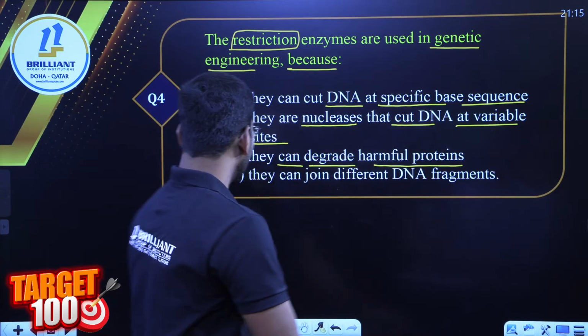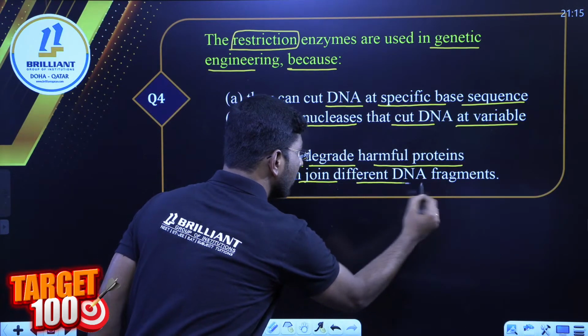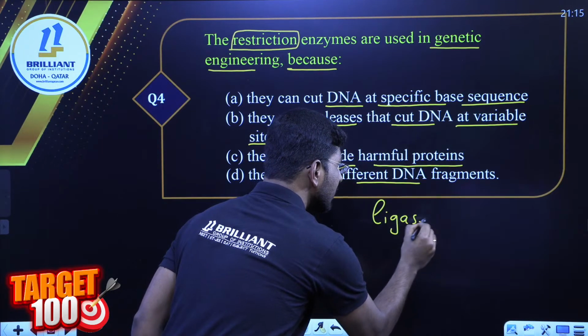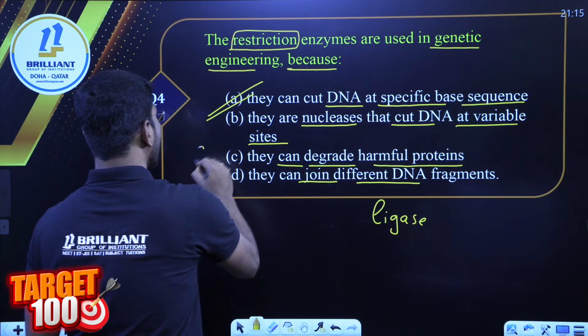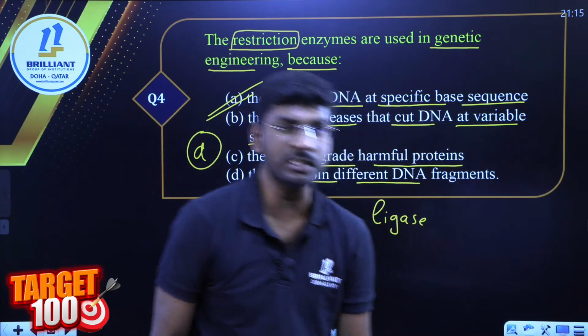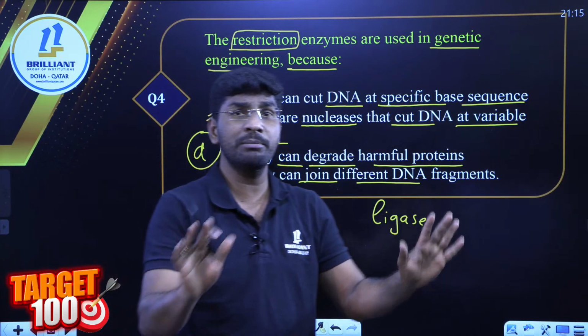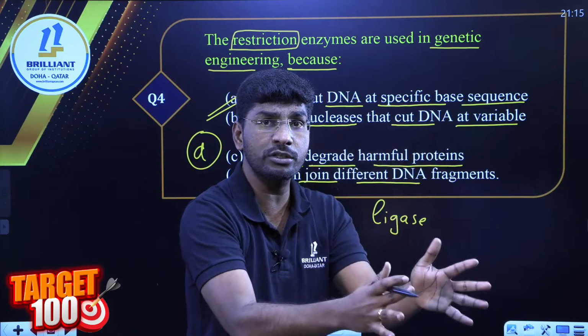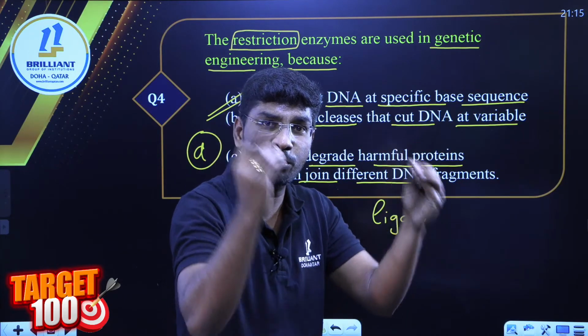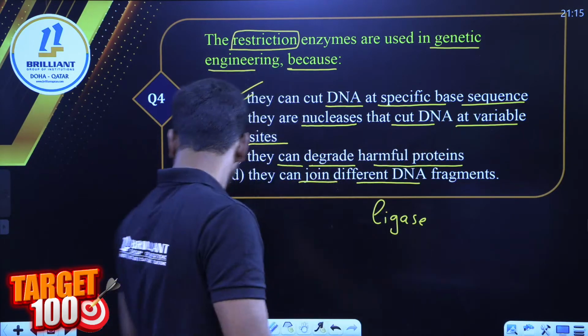Am I clear? Now we can write what? They can join different pieces, joining by ligase enzyme. So leave it. So answer is option A. Am I correct? Tom, Ganesh, Khalid, yes, very good. Next question belongs to exclusively online students. I will take the rest. You have to read, you have to answer. Am I clear?